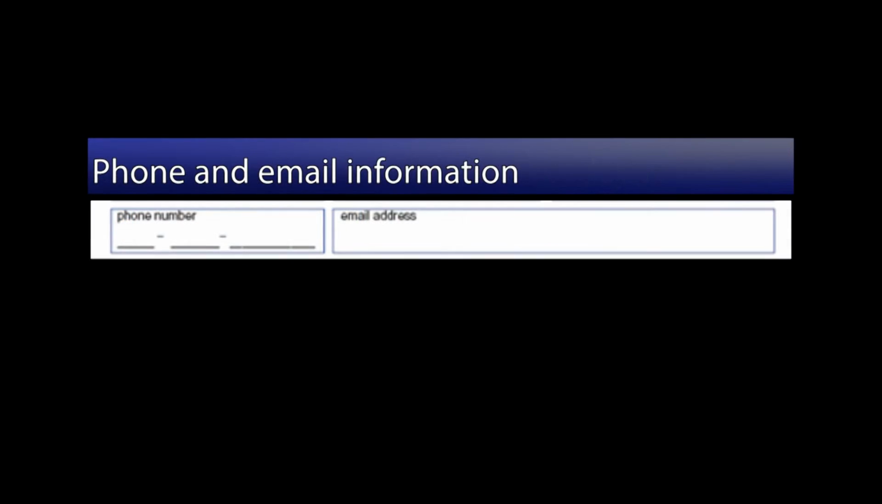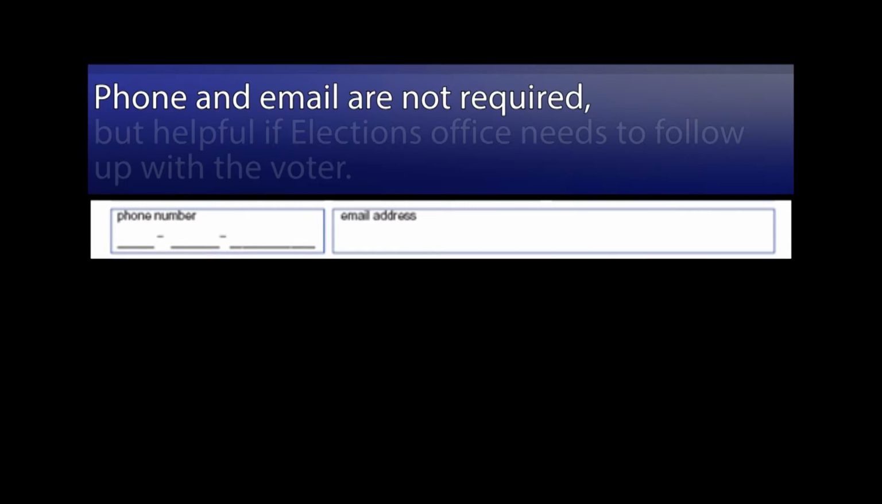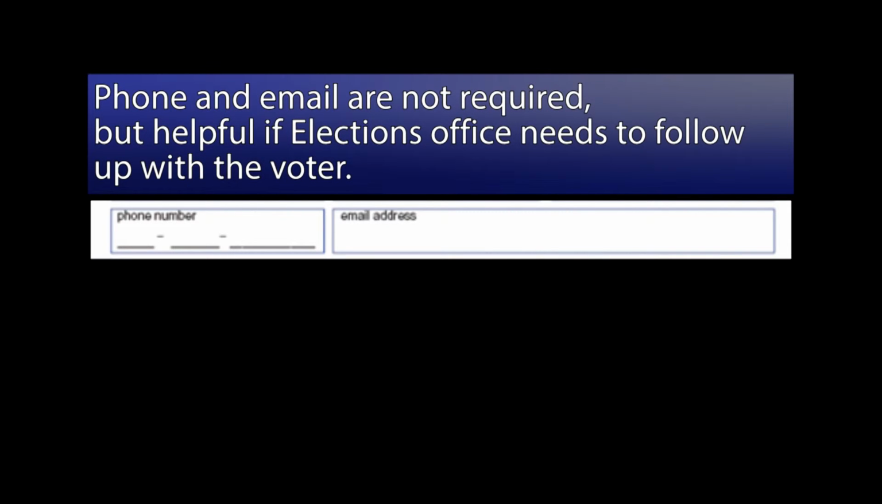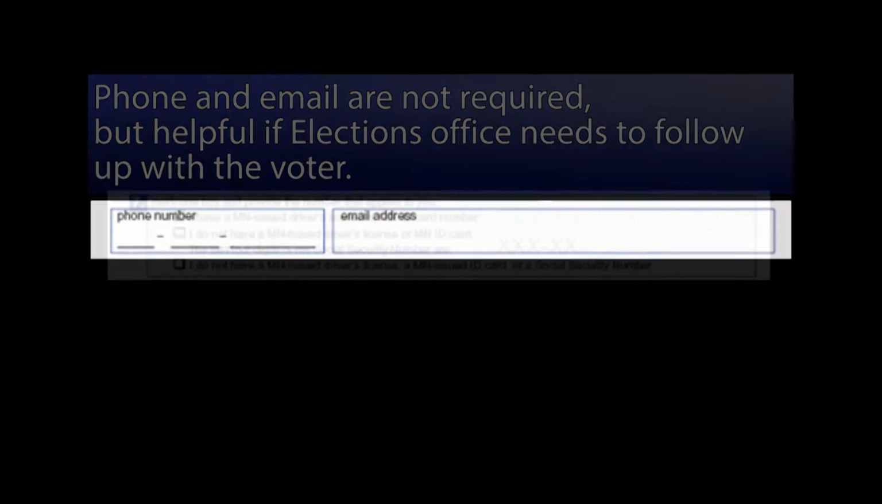In box 6, the voter provides her date of birth. Please check that she did not write today's date in this box, and that she records a full date of birth. Boxes are available for the voter to provide an email address and phone number. These fields are not required, but are helpful if the elections office needs to follow up with the voter.